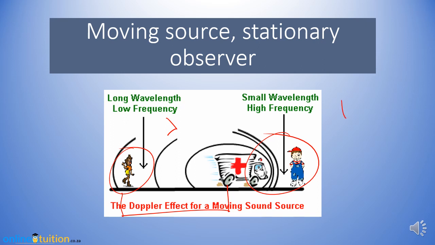Just remember V is equal to F lambda. So V is constant. If the wavelength goes up, what happens to the frequency? It must go down. So behind the truck, the observer there would hear a lower pitch, observe a lower frequency. Nothing difficult about this.